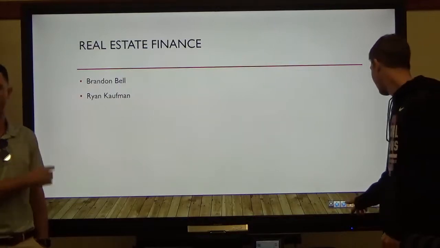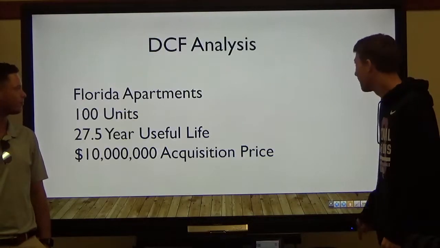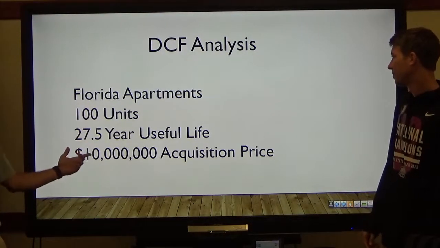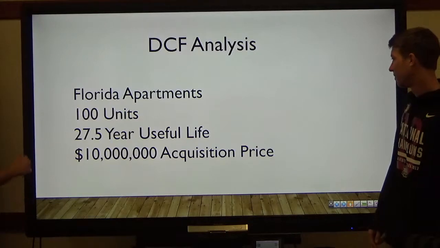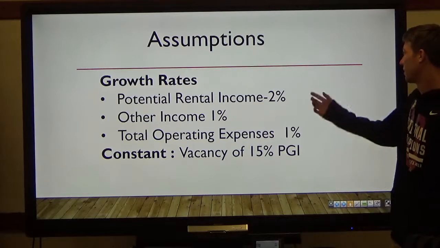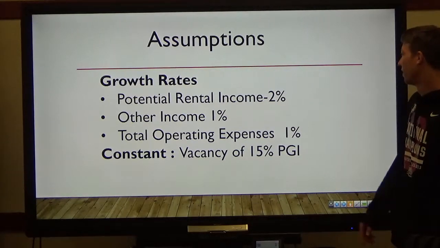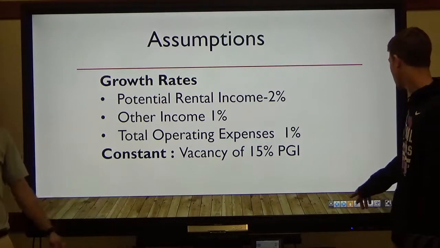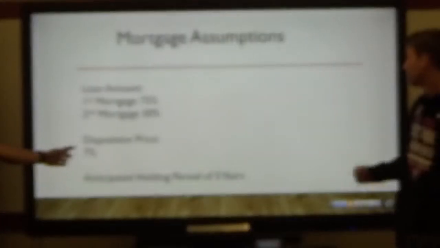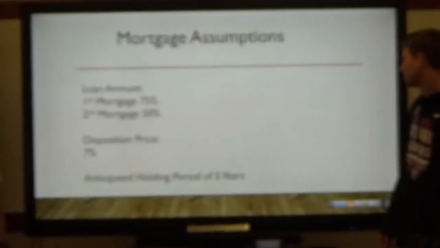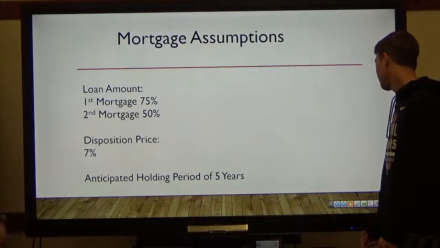Yeah, so this is our DCF analysis. This is our property, Florida. Everyone has the same. Wanted to just present the key information. Next. So these are our growth rates: potential rental income up 2% every year, other income up 1%, operating expenses up 1%, and the constants, the vacancy 15%. Some of our mortgage assumptions, including our disposition price, as well as the percentages that we're getting of loan, and then our holding period.